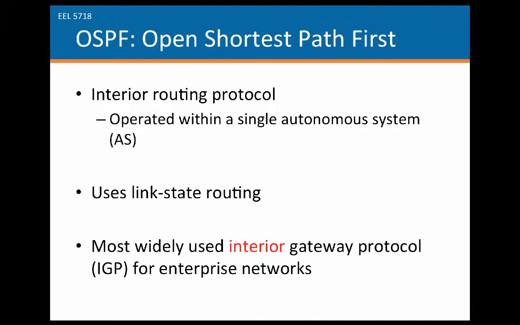So OSPF, or Open Shortest Path First, is a routing protocol for data centers, what we call an interior routing protocol, so it's only inside a single autonomous system. It uses link state routing, so it knows which links are up, which links are down, and how much the cost of each link is. And it's also, as I said before, the most widely used interior gateway protocol for enterprise networks.